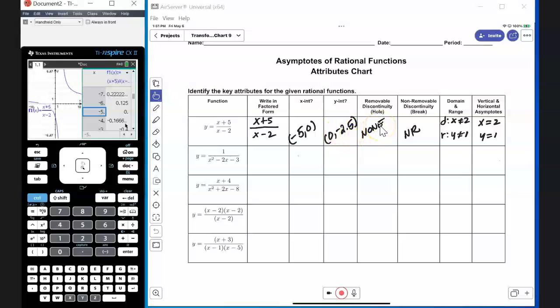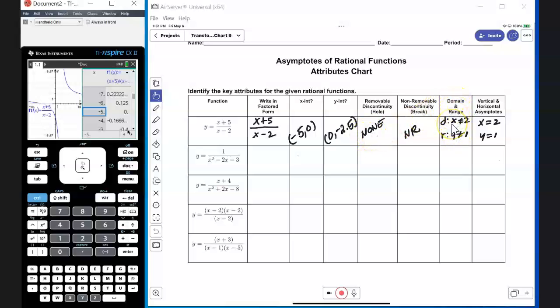Do you know the difference between a hole and a break? Is this going to have a hole? No. Why not? It is a break, but by looking at the equation, is there a hole? Does anybody remember how you can just look at the equation and see there's a hole? Yeah, they have the same common factor in the numerator and denominator. Do they have a common factor? No, so what are you going to write? None.